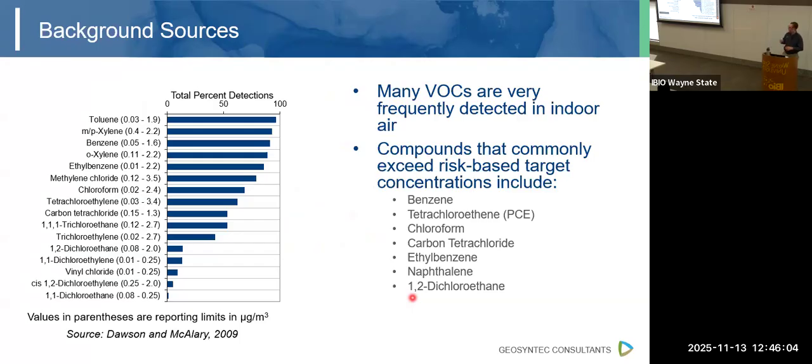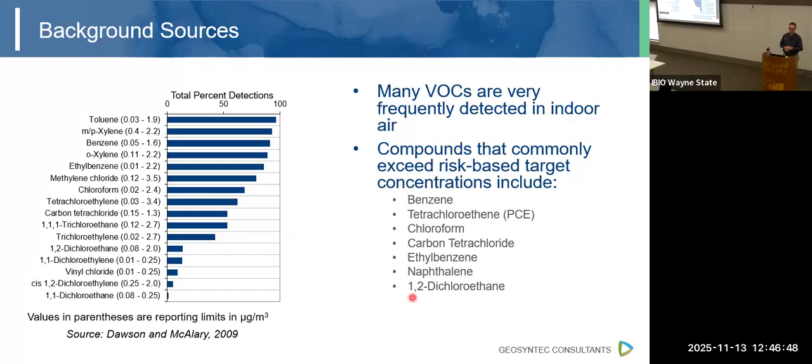So, background sources. On this left side, I have a graph from a study looking at how often these contaminants are found in indoor air in a building when there's no subsurface vapor source. You can see that a lot of our petroleum compounds, toluene, xylene, benzene, ethylbenzene, are present in more than half of our buildings. Also seeing methylene chloride, chloroform, and tetrachloroethylene, or PERC. Again, that's an old style dry cleaning solvent. So if you're getting your clothes dry cleaned and your dry cleaner uses that, you see it in the indoor air.